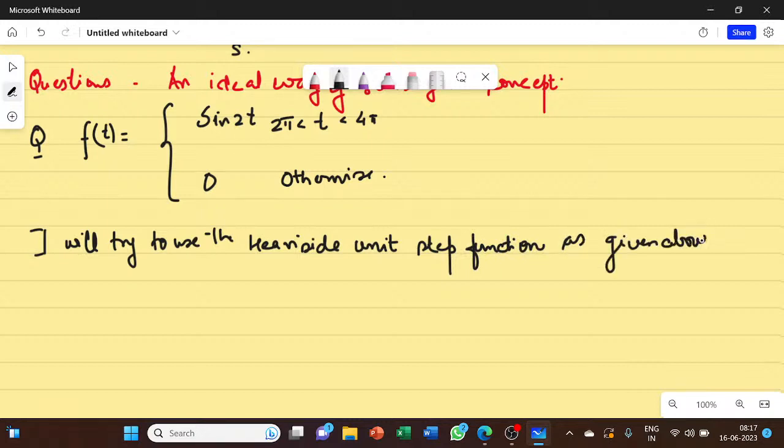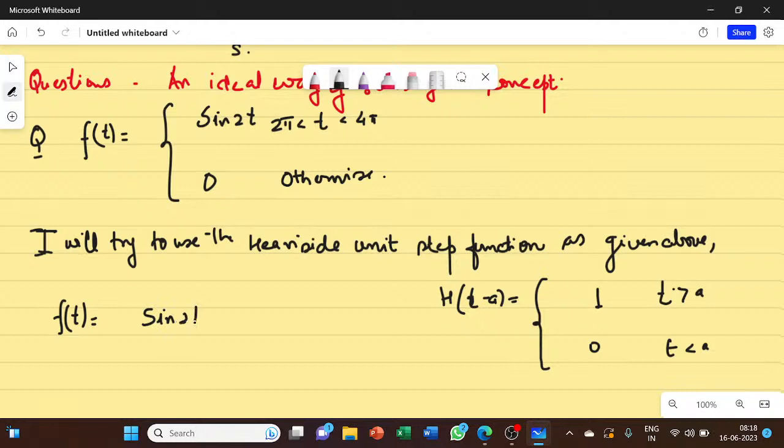Let's just see what the Heaviside unit step function is. Let us first define that. If I'm writing h(t minus a), what does it imply? It implies for all t greater than a, this is 1, and for all t less than a, it is 0. If I want to write this expression in terms of the Heaviside unit step function, I want somehow that my sin 2t survives.